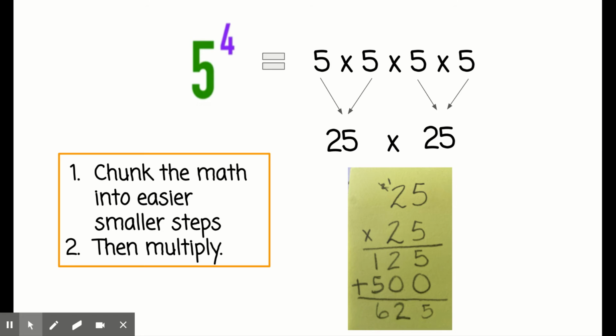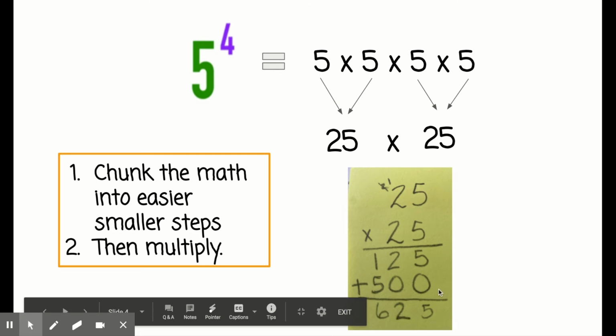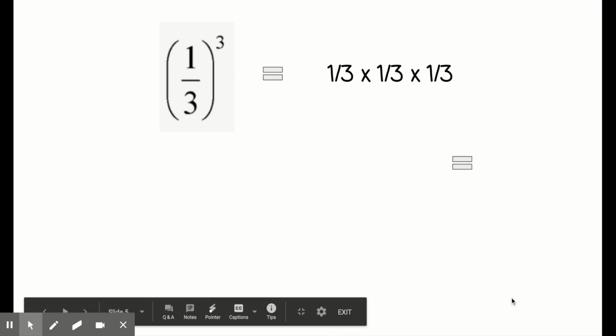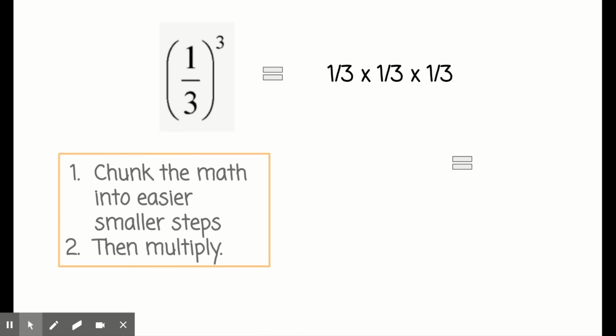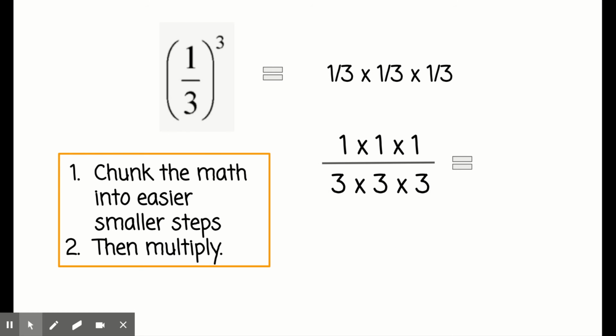All right, so with that, now we know that 5 to the fourth power is equal to 625. Well, let's go ahead and take a look at those fractions. Again, if I can simplify it, if I can chunk it, I will. And the way that I like to think of fractions, because I know it's numerator times numerator and denominator times denominator, I'm going to make it look a little bit simpler for me by putting all of my numerators together and all of my denominators together.